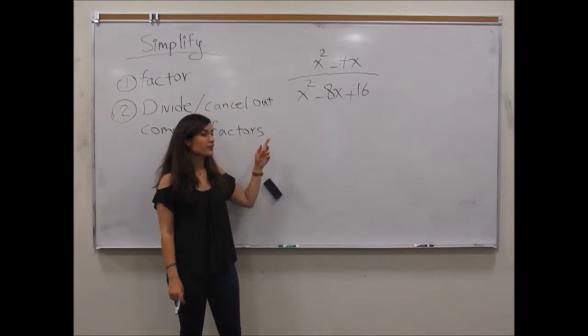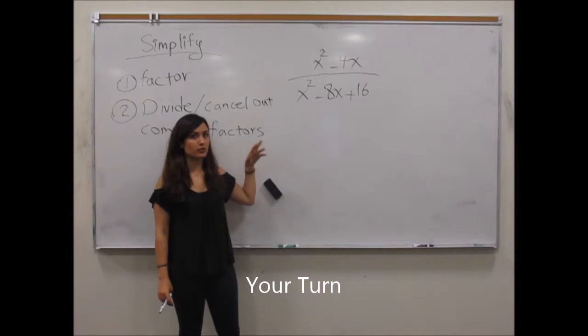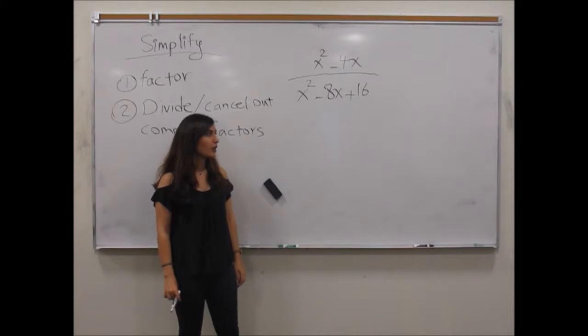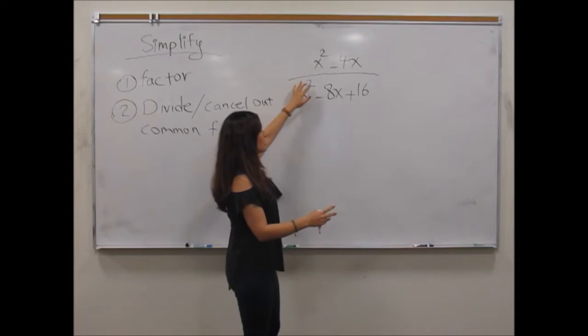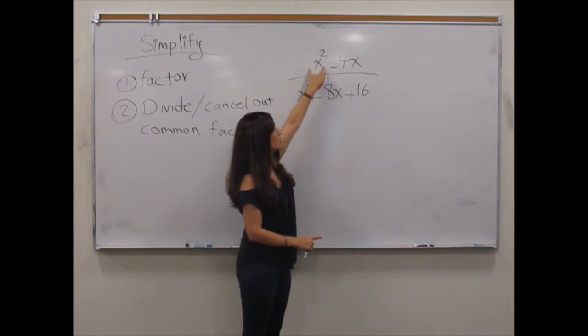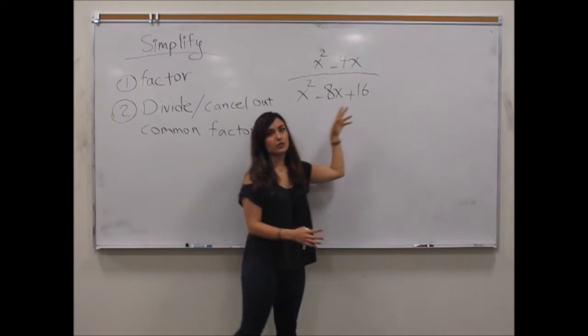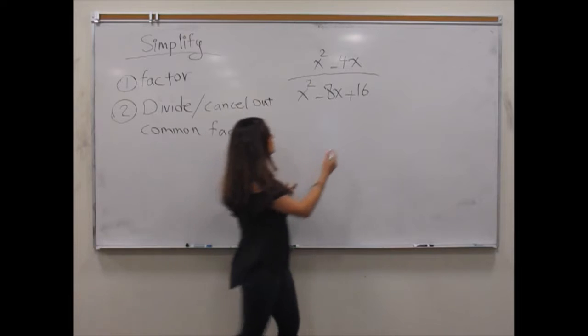Alright, so this example is for you guys to try. I have x squared minus 4x over x squared minus 8x plus 16. So try to simplify this, we'll go over it together. Alright, so the first thing is that this is a really big mistake that some students make: they cancel out this x squared and this x squared. This is one thing and this is another thing. So we can't cancel just a part of it. So let's see what we can do.